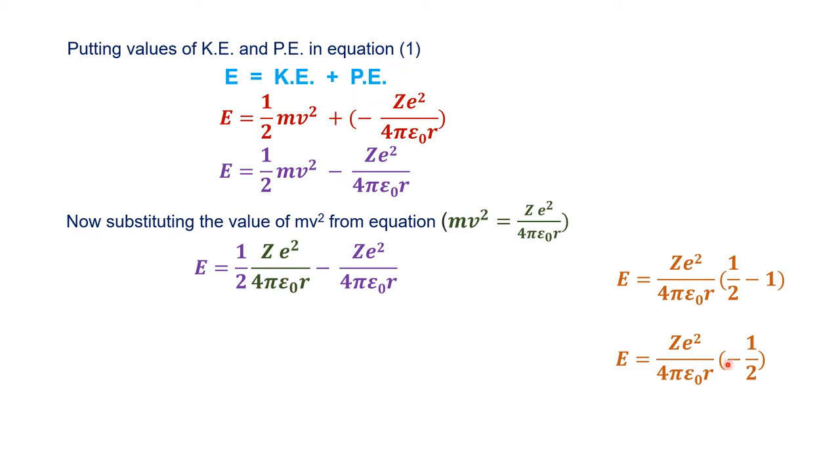Half minus 1 will result in minus half. Here we will put the minus sign because the minus sign in the above equation is with the bigger value or larger number. So the formula is minus half Ze square divided by 4 pi epsilon naught r. Now here the 2 and 4 will multiply and it will result in 8. So energy is equal to minus Ze square divided by 8 pi epsilon naught r.